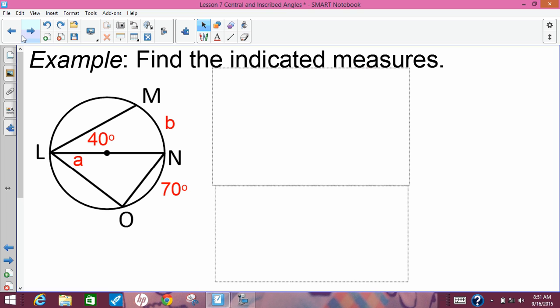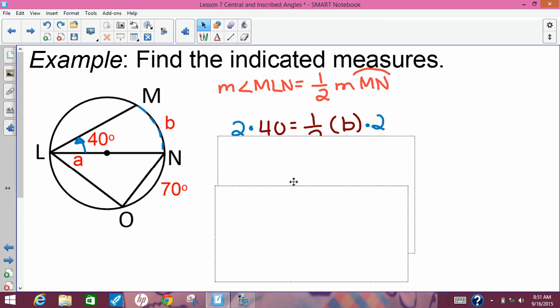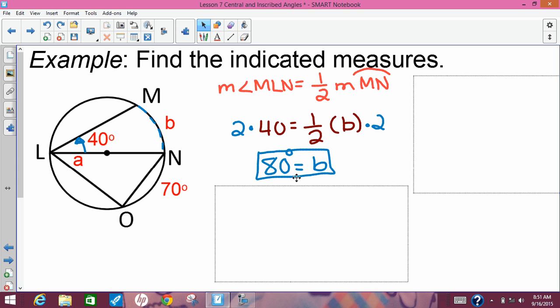Why don't you go ahead and find A and B here. The arc B corresponds to this angle here that is 40 degrees. If we plug into our formula, B goes in for the measure of the arc, so it's a little different than the ones we just did. To solve for B, I can multiply both sides by 2, which cancels out the 1/2, and I get that B is 80 degrees. The other way to do that is to know that this arc is twice as big as the angle, so we can just multiply 40 by 2.